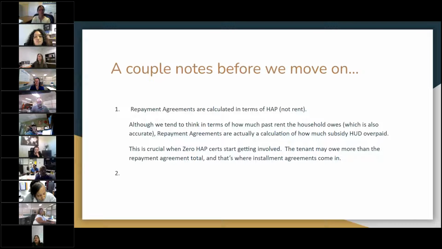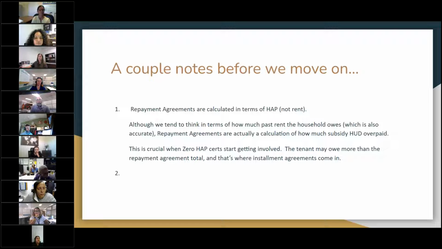So a couple rules before we move on any further. One, repayment agreements are always calculated in terms of HAP amount. Again, we tend to think in terms of tenant ledger and unpaid charges, non-HAP. When it comes to calculating repayment agreements, though, it's always in terms of HAP.